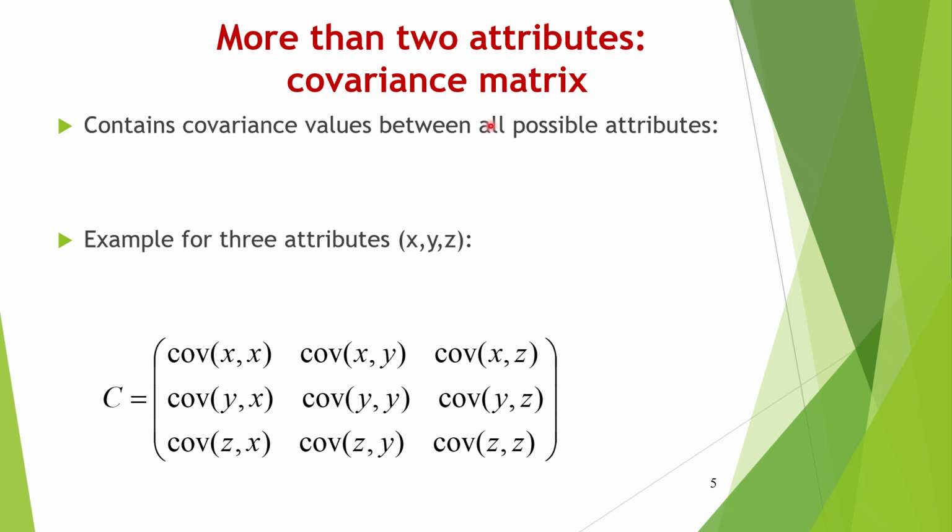For more than two attributes, how do we write the covariance matrix? Now we'll see for three attributes. Here for three attributes x, y, z, we need to find the covariance of each pair of variables. So x comma x, x comma y, x comma z. Similarly, covariance of y comma x, y comma y, and y comma z, and similarly z comma x, z comma y, and z comma z. So like this, for three attributes, we can write the covariance matrix. For more than three attributes, in this way, we have to find the covariance values between all possible attributes.